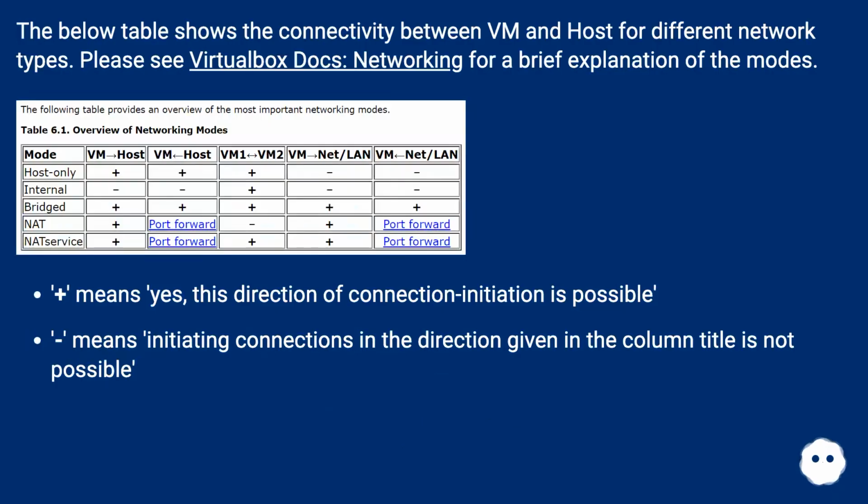The below table shows the connectivity between VM and host for different network types. Please see VirtualBox Docs Networking for a brief explanation of the modes. Plus means yes, this direction of connection initiation is possible. Dash means initiating connections in the direction given in the column title is not possible.